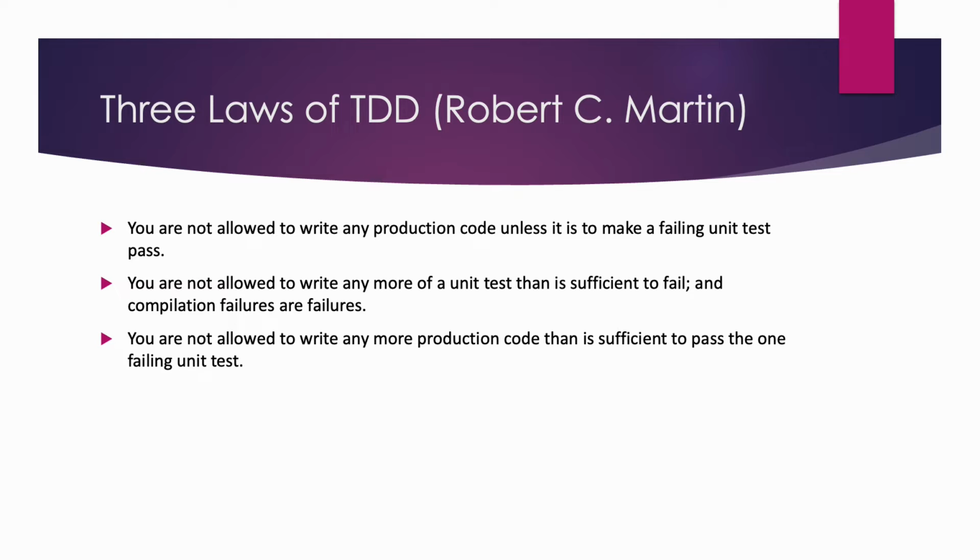So the 3 laws of test-driven development as spoken by Robert Martin. You're not allowed to write any production code unless it is to make a failing unit test pass. So in other words, you're only going to write code that satisfies a test requirement, the requirements to pass a test. Next, you're not allowed to write any more of a unit test than is sufficient to fail. And compilation failures are failures. And finally, you're not allowed to write any more production code than is sufficient to pass the one failing unit test.